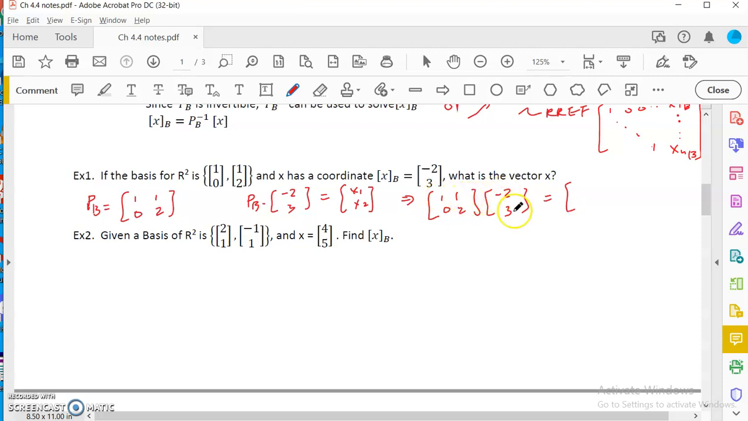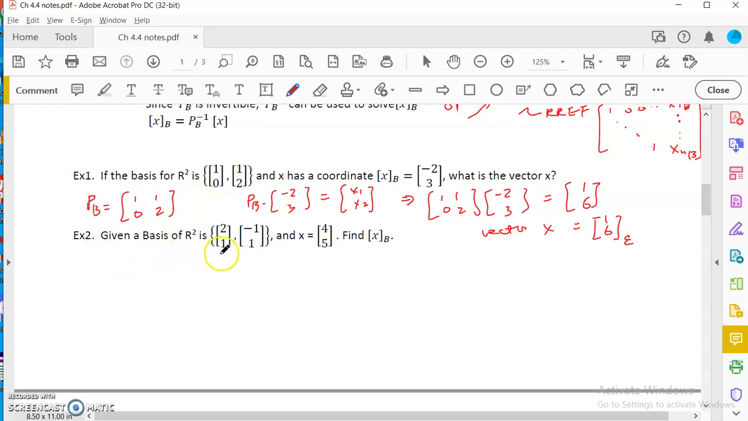So do the matrix multiplication. 1 times -2 plus 3 is 1. 0 times -2 plus 2 times 3 is 6. So what is the vector X in the standard basis? It is 1, 6. So we say vector X is actually 1, 6 in the standard form, but in the B basis, it is -2, 3. I think this describes what the picture is about.